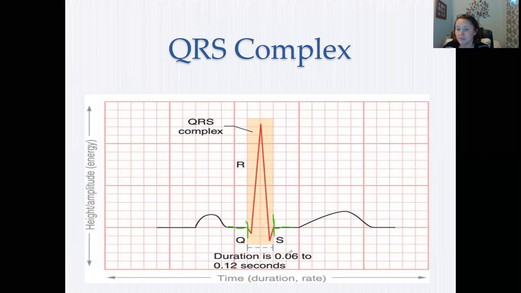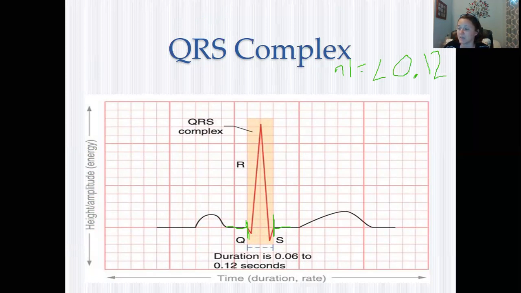Normal duration is going to be less than 0.12, which is 3 small boxes. So you're going to measure from the beginning of the QRS complex to the end of the QRS, from the beginning of the Q to the end of the S. This particular one here looks like it takes up 2 small boxes, so that would be 0.08. So that's how we read the QRS complex.